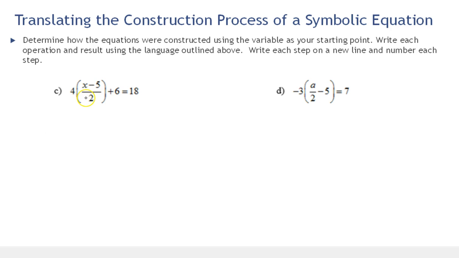Let's look at the next one. Okay, we have a lot of things going on here. Let's take a second and just look at how many operations. So we have subtraction, then division, then multiplication, then addition. So there's 1, 2, 3, 4 operations till we get to our result. So let's start with x is decreased by 5.